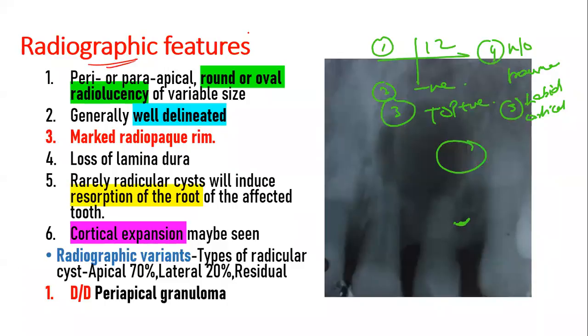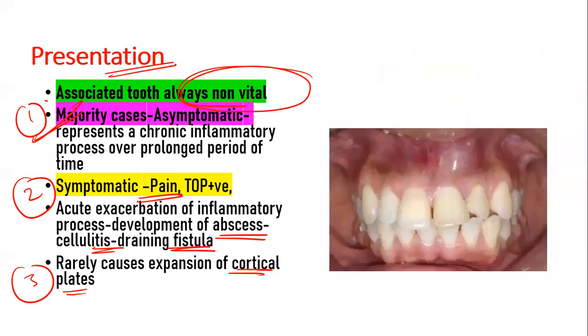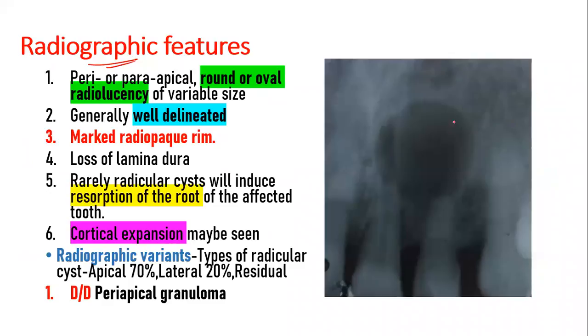Radiographically, what you see is the same swelling in relation to 2-1 and 2-2. This swelling, this radiolucency, is round to oval in shape. It is well delineated with a radiopaque rim. The associated teeth show a loss of lamina dura and sometimes the resorption of the root.